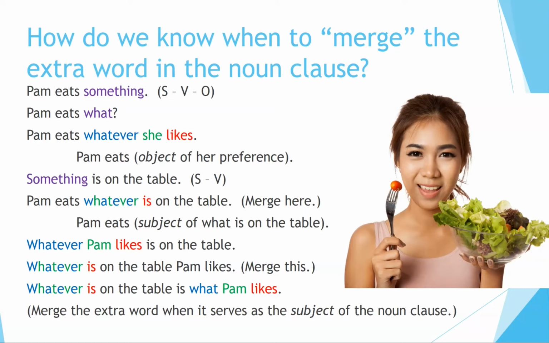Let's look at some more examples. Whatever Pam likes is on the table. Whatever is on the table, Pam likes. Merge this. Whatever is on the table is what Pam likes. In this case, we have two noun clauses, one at the beginning and one at the end of the sentence. Merge the extra word and the subject when it serves as the subject of the noun clause. Look at the examples above to see how that works.